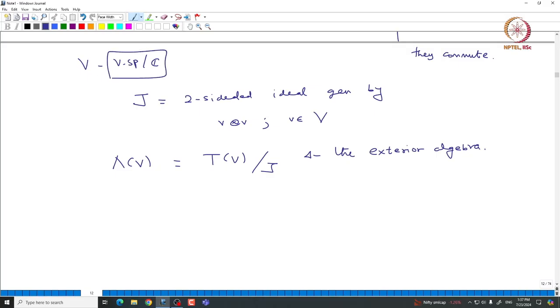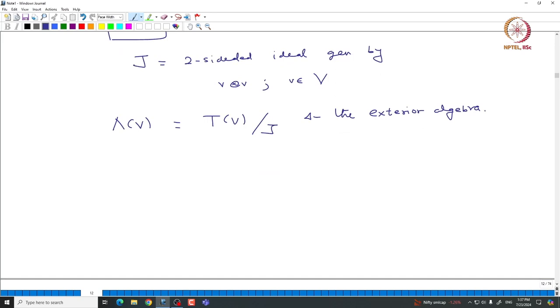So we have this natural algebra. Using a simple technique, playing with the bilinearity of the tensor product, you can see that the same ideal is indeed generated by V tensor W plus W tensor V for all V, W in capital V. I will leave this as an exercise. This is a two-sided ideal generated by V tensor W plus W tensor V.